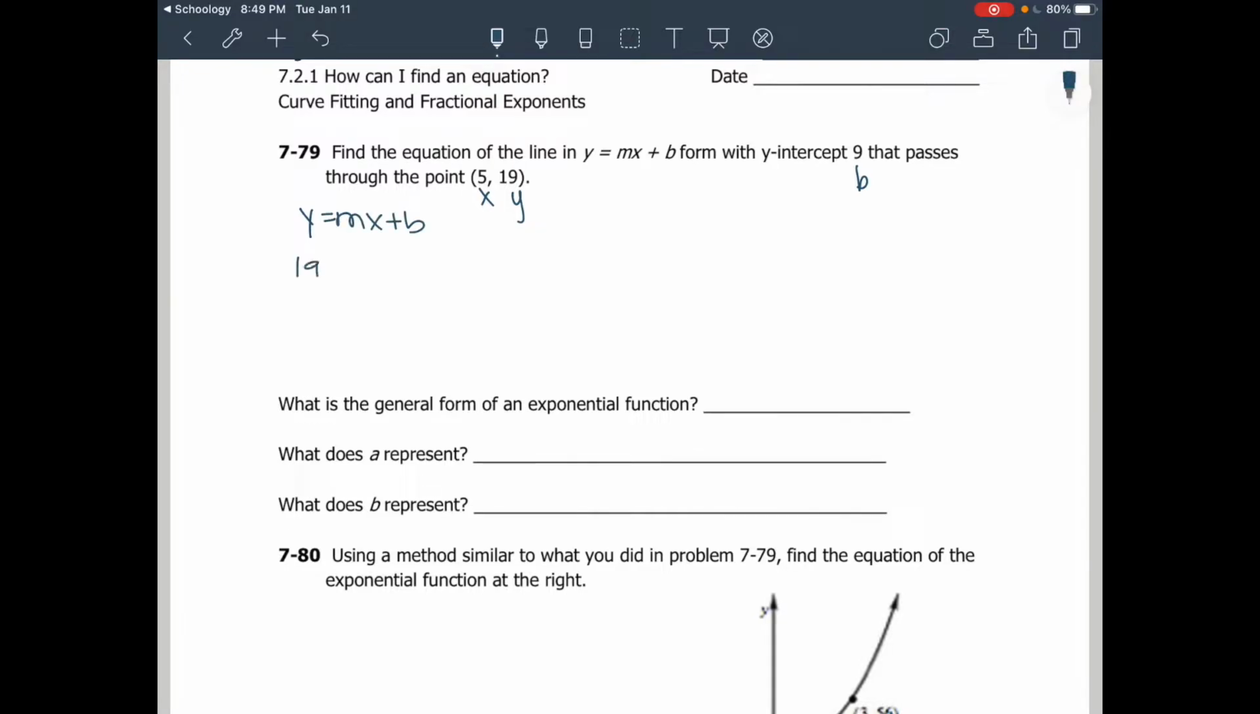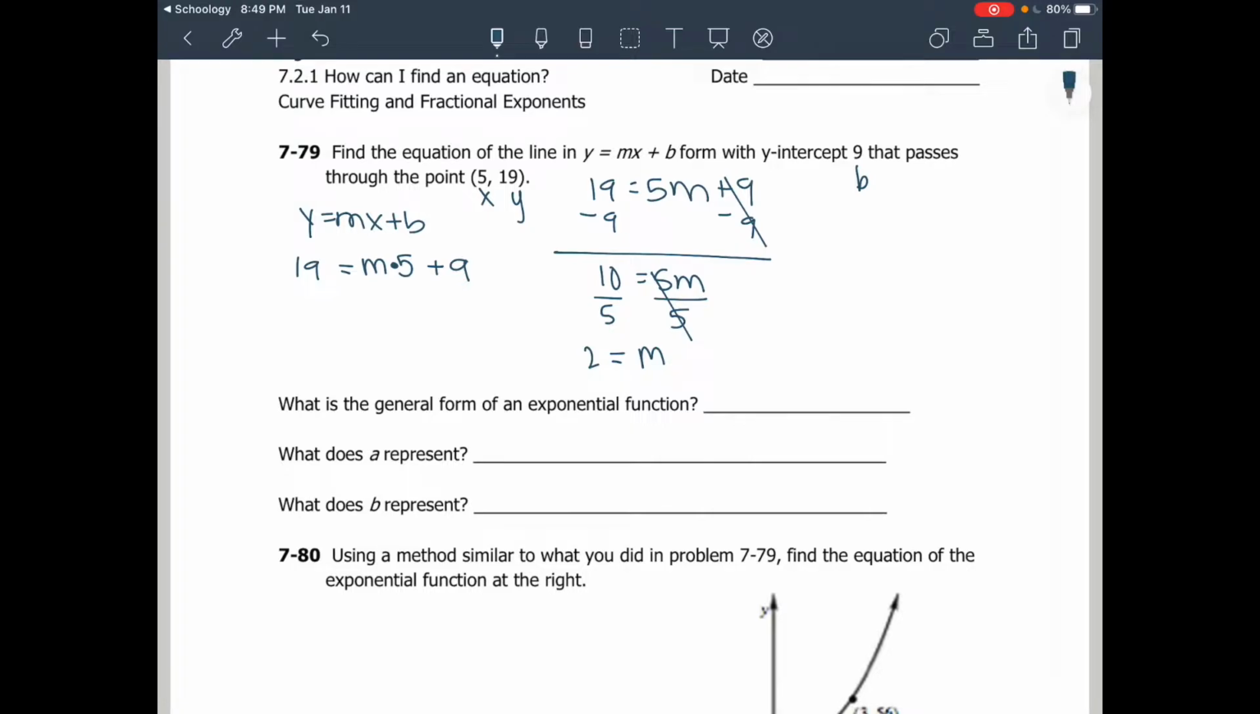So 19 equals m times 5 plus 9, and then I'm going to solve. So that is actually 19 equals 5m plus 9, and then I'm going to solve for m, so minus 9 on both sides. So I get 10 equals 5m, and then divide both sides by 5. So m equals 2. So then my equation is going to be y equals 2x plus 9.